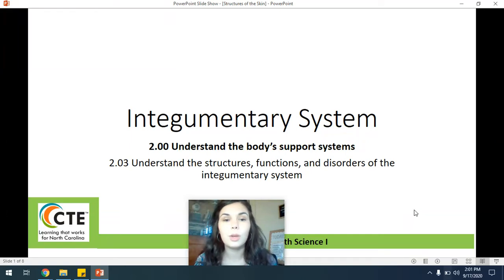Hey everyone, so today we are starting a new system. We are starting the integumentary system, which is just a fancy name for the skin.